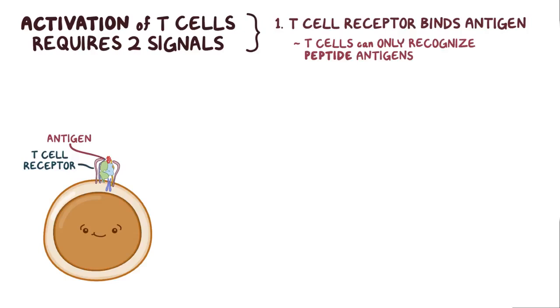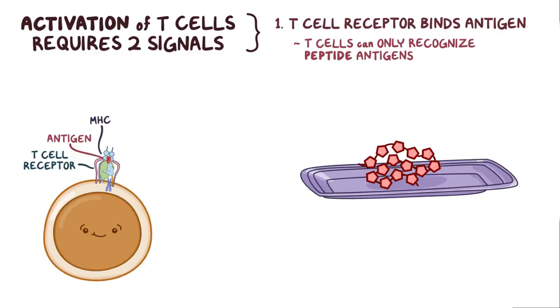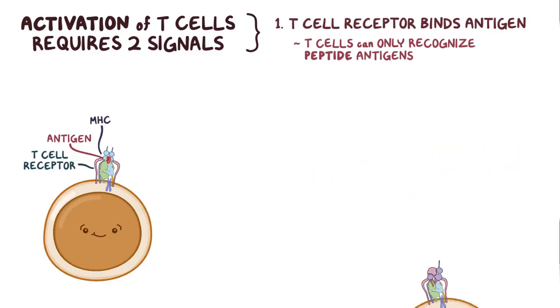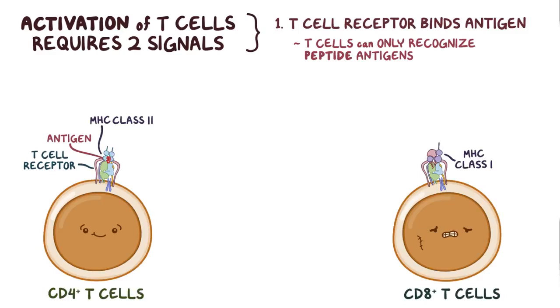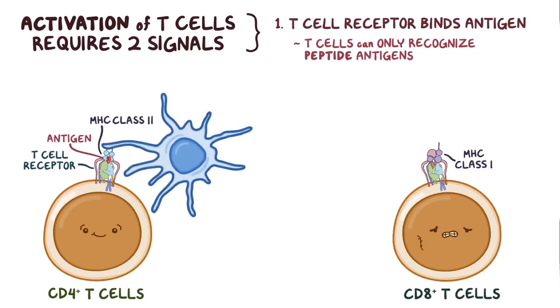And the T cell receptor also needs to have a peptide presented on a major histocompatibility complex, also known as an MHC. MHC molecules act like serving platters and present the antigen to T cells. There are two types of MHC molecules that work with the two types of T cells. MHC class I molecules present antigen to CD8 positive T cells, and MHC class II molecules present antigen to CD4 positive T cells. MHC class II molecules are found on the surface of an antigen presenting cell, like a macrophage or dendritic cells, while MHC class I molecules are found on all nucleated cells throughout the body.